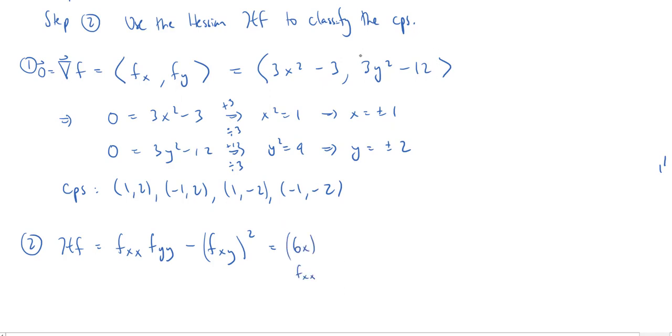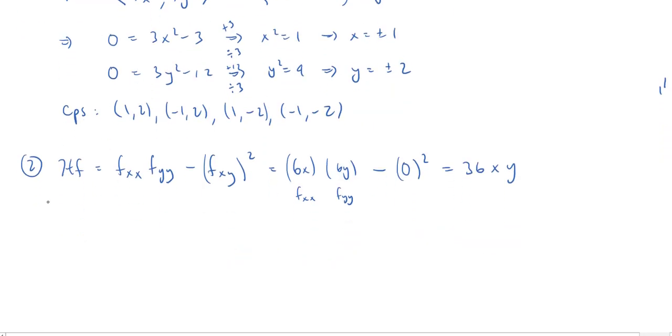Then fy was 3y squared minus 12, and if we again take a derivative with respect to y, we get 6y. Minus, now we go back to fx and take a derivative with respect to y, but there are no y's here. So with respect to y, this is a constant, and the derivative is 0. Of course, we can square 0. In total, we get 36 times x times y. Now we're going to compute the Hessian at each of our 4 critical points.